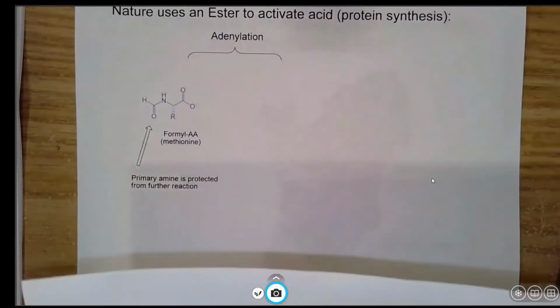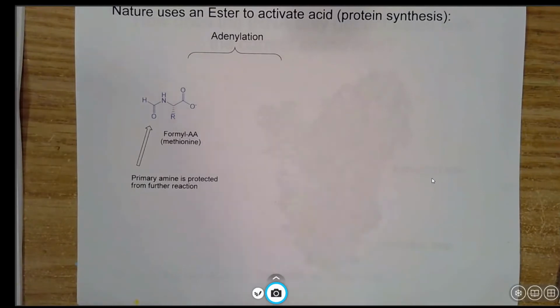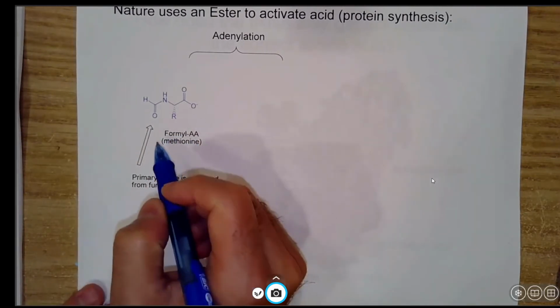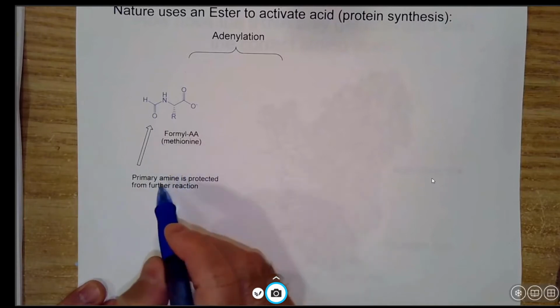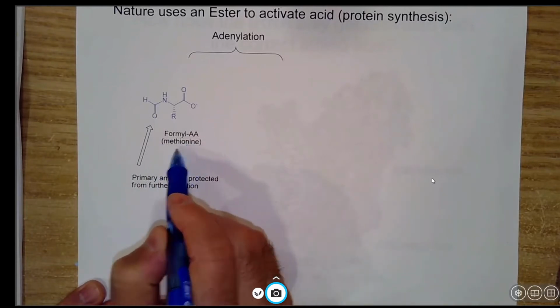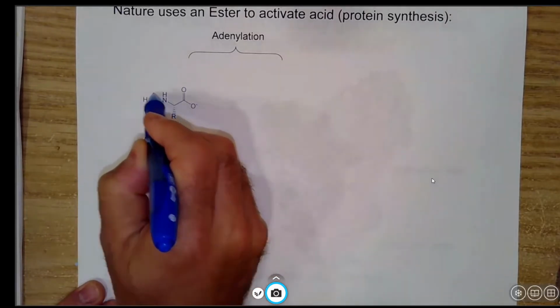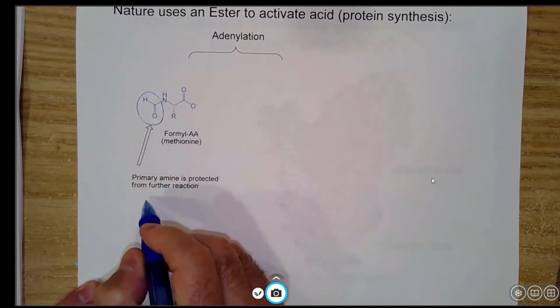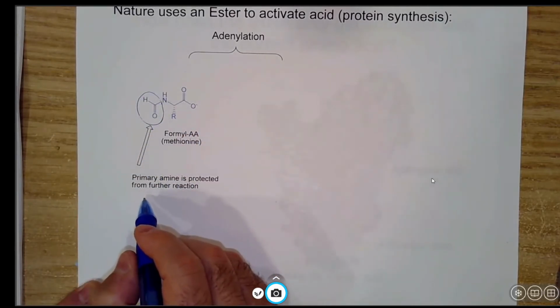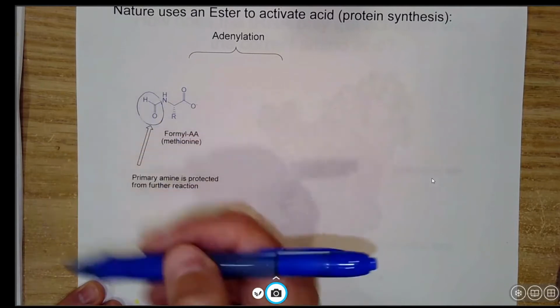So what is the activation strategy? It uses an ester to activate the acid. Here is an example of a formylated methionine. The formyl group is naturally protected at the first amino acid site, probably just so it doesn't react with other functional groups.